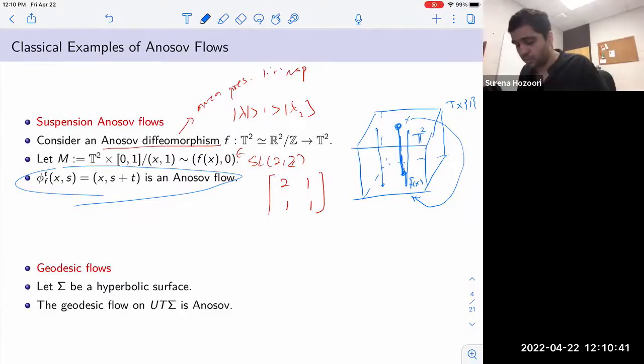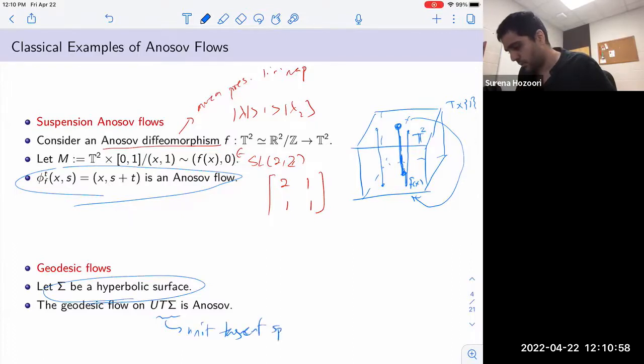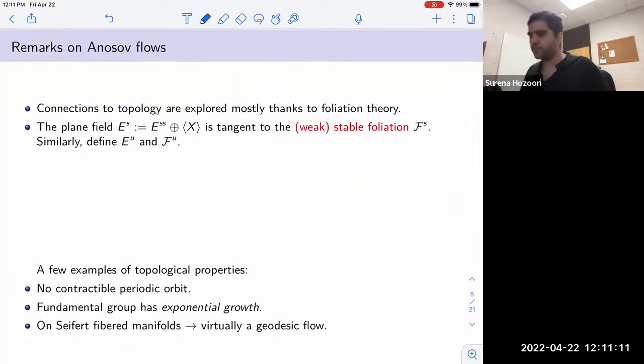That was the example which was studied by Anosov himself as some sort of motivation. If you take a hyperbolic surface, you will have a geodesic flow introduced on the unit tangent space of sigma, which is a 3-manifold, and the geodesic flow would be Anosov if the metric you have is hyperbolic. Okay, so these are the two classical examples.